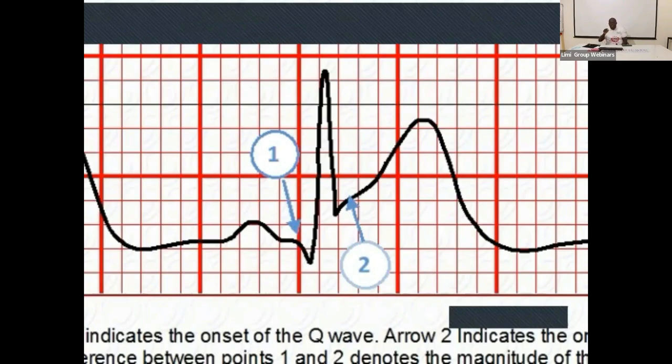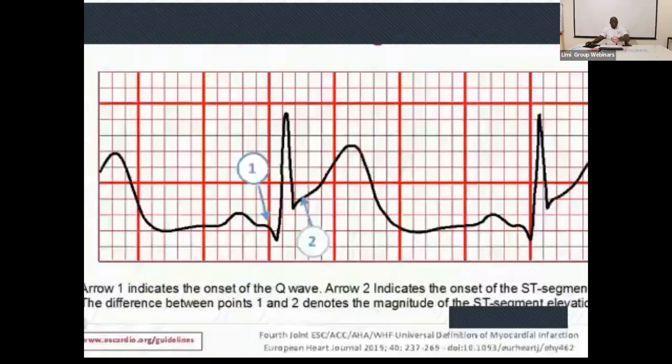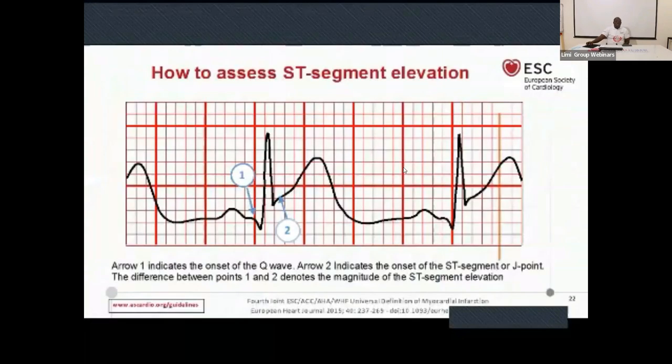The J point is the junction between the S wave and the beginning of the T wave. So if that area is elevated above that baseline, which is number 1, that is ST segment elevation. And if it is below that line, that is ST segment depression. So that is what we're really looking for, those with ST segment elevation.